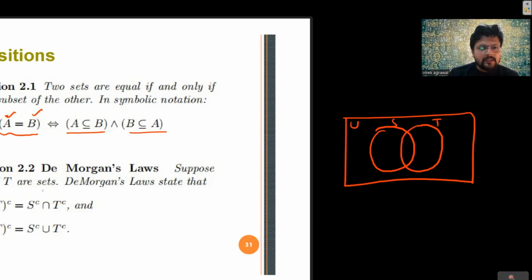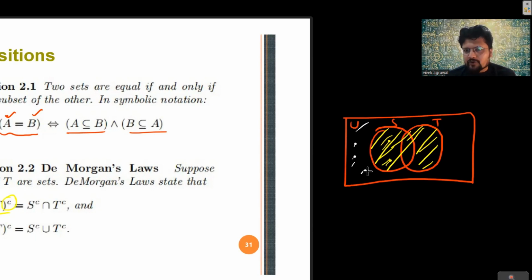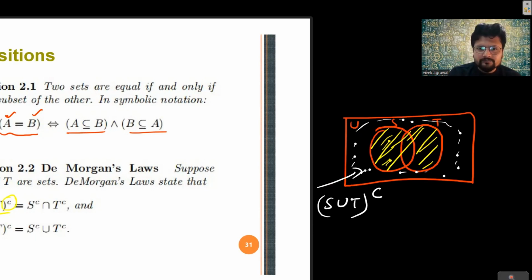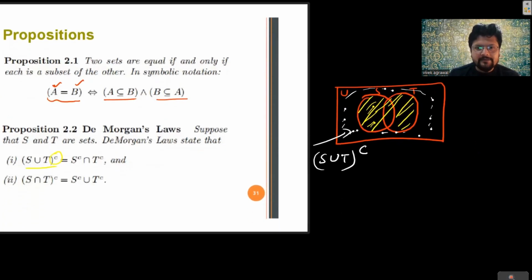Now, if I talk about S union T complement, this portion is nothing but S union T, right? So S union T complement means which portion do I have to take? The outer portion, right? This outer portion will be nothing but S union T complement. Yes, right?